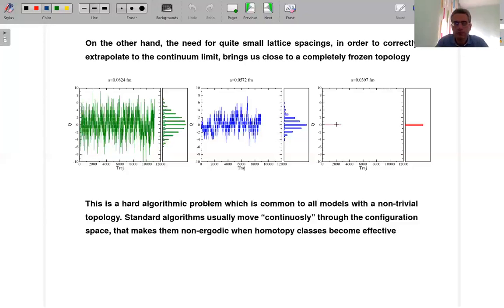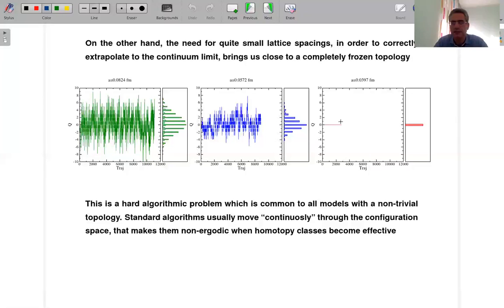The underlying reason is that the standard algorithms that you usually use, in some sense, move continuously through the configuration space. They make small, local changes, or even when you make use of a hybrid Monte Carlo, which is a global algorithm, it changes the configuration as a whole, but it evolves it in a local way. In any case, what you do is to integrate equations of motion during the hybrid Monte Carlo, so you are changing your fields continuously. And when you really approach the continuum limit, where the definition of homotopy classes becomes effective, then you are not able anymore to switch from one sector to the other.